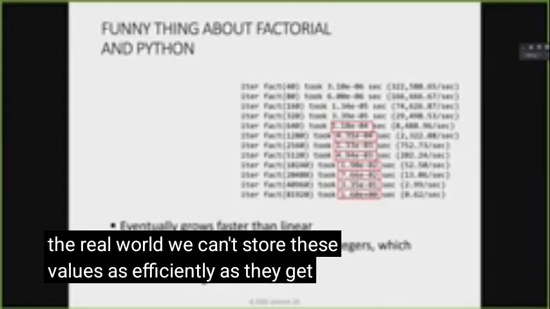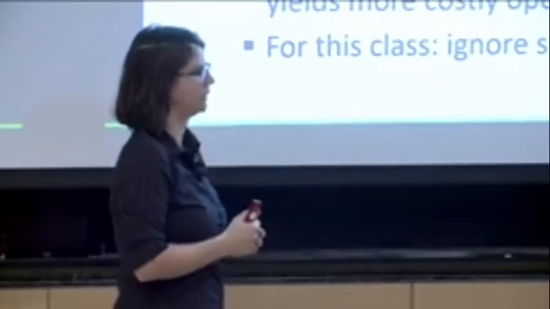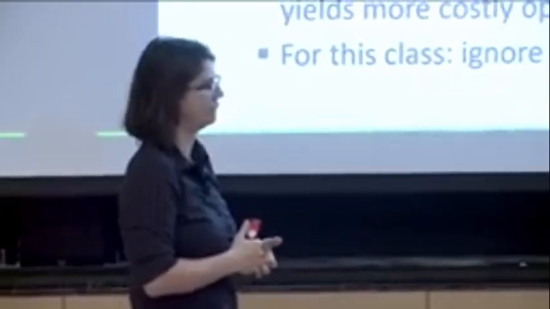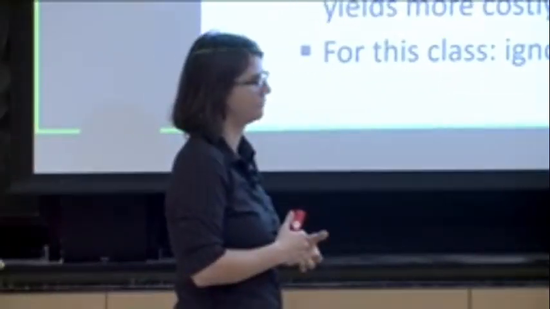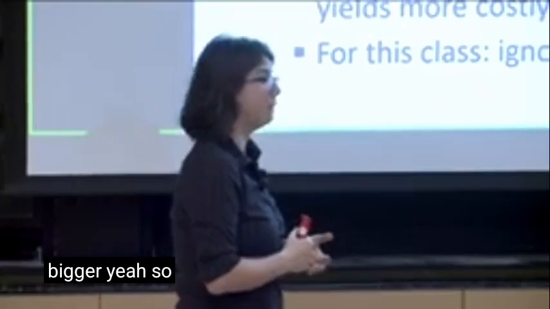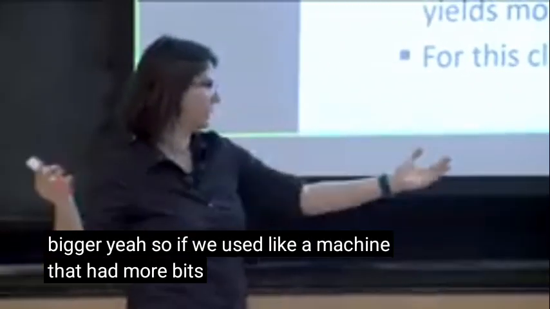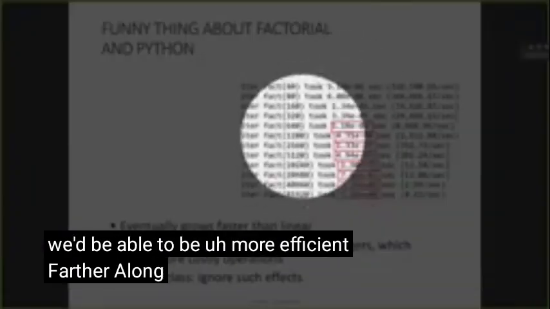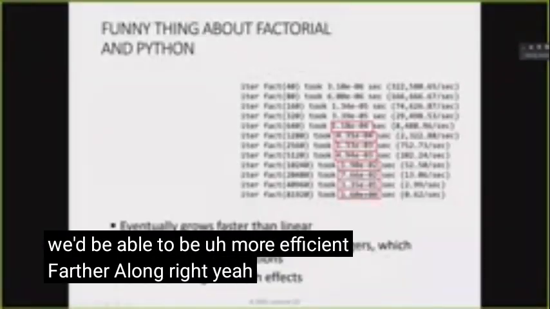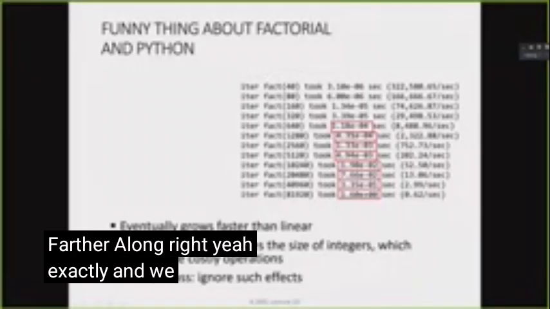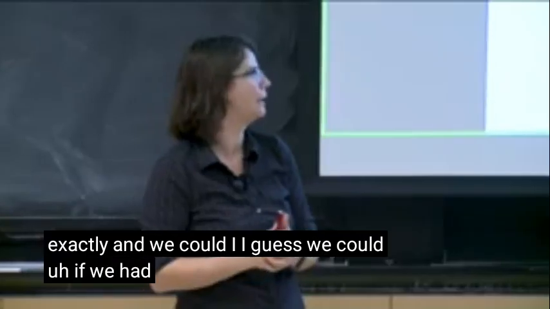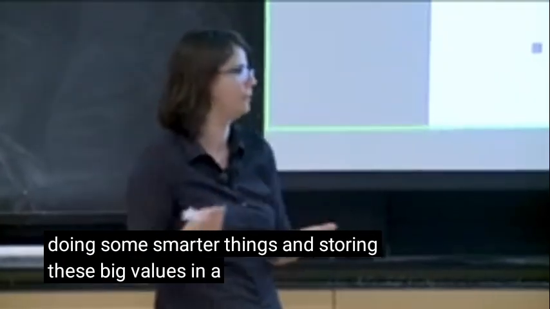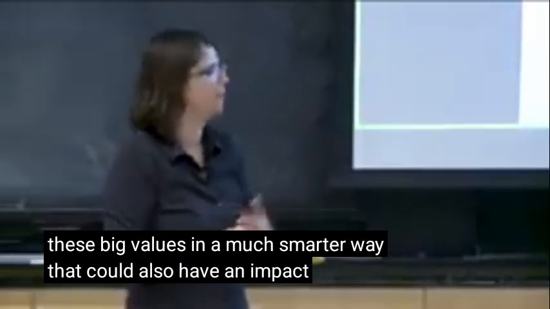So does that mean the errors depend on the ability of the machine to store the values, as opposed to just the general stuff? Yeah, so if we used a machine that had more bits to store values, then we'd be able to be more efficient farther along. Yeah, exactly. And I guess if we had a language that was doing some smarter things and storing these big values in a much smarter way, that could also have an impact on the timing as well. Yeah.